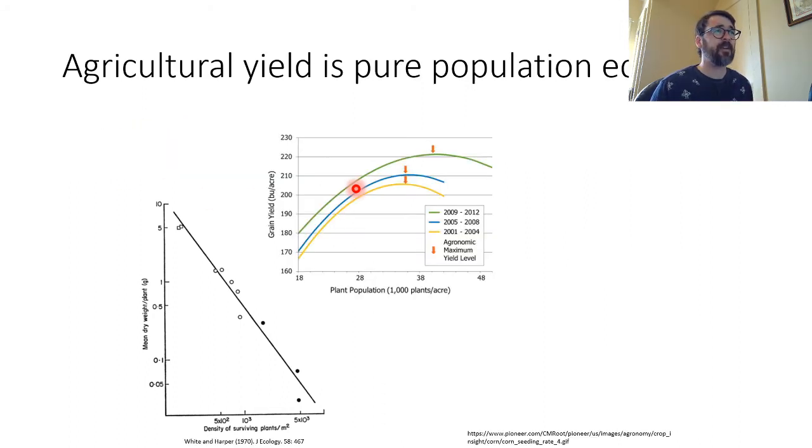And so how does a farmer pick a yield or pick a seeding density, right? The plant population density that's going to maximize the birth rate or the grain yield, right? It's pure population ecology. So here is a graph from pioneer.com. These companies keep changing names. I don't even know if Pioneer is called Pioneer anymore, but whatever. And this is their suggestions for corn, that you should plant somewhere around, I don't know, what is this, 37 or so thousand plants per acre.